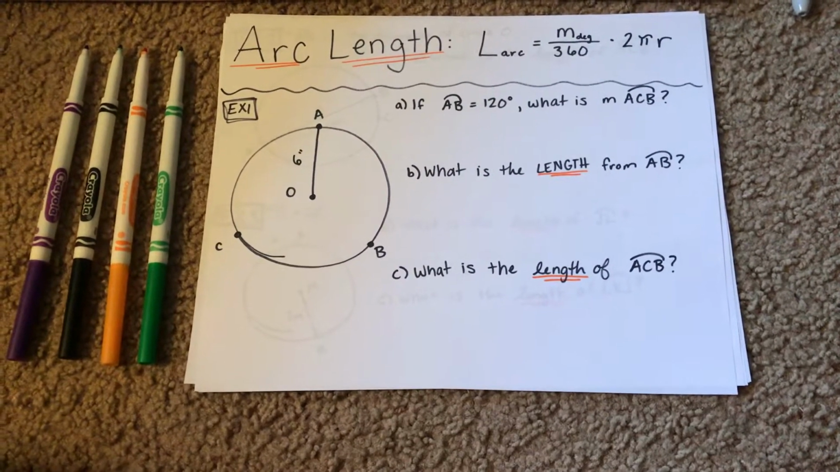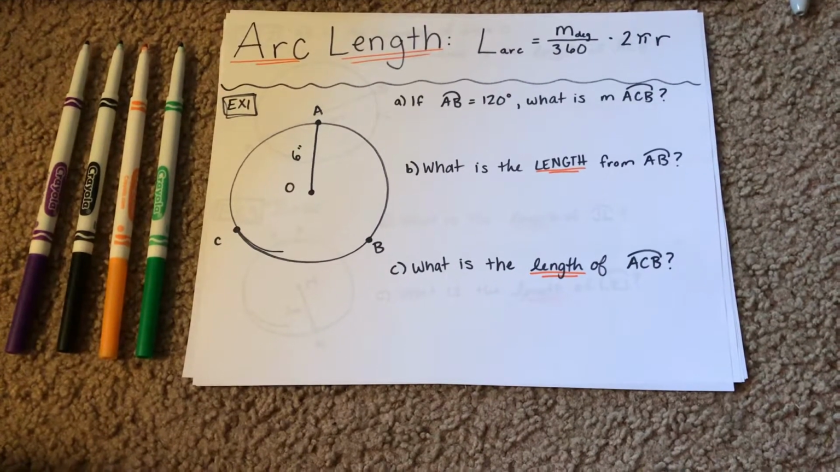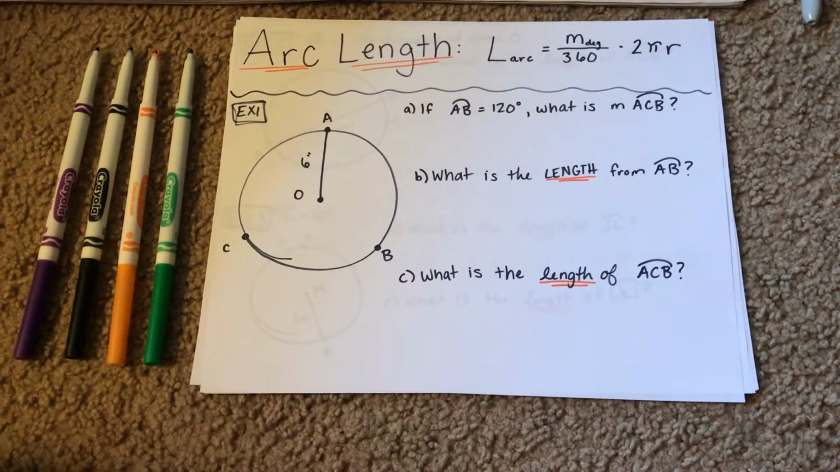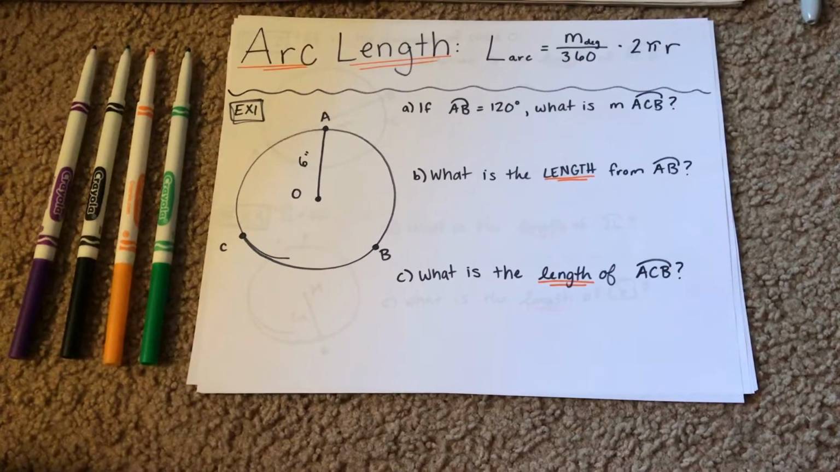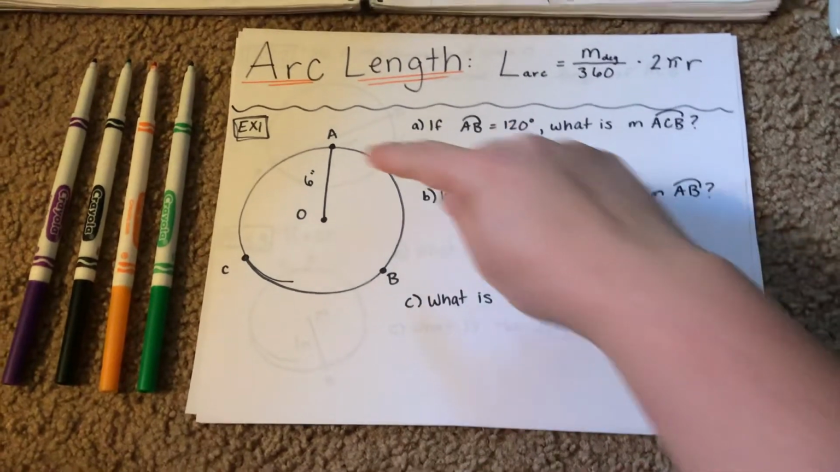All right, and we are back at it again this week with some more circle things. This week we are going to be talking about arc length. So we're going to be moving forward from those angle theorems. Now we're going to talk about different measurements that we can find. So we've already been talking about different degree measures.